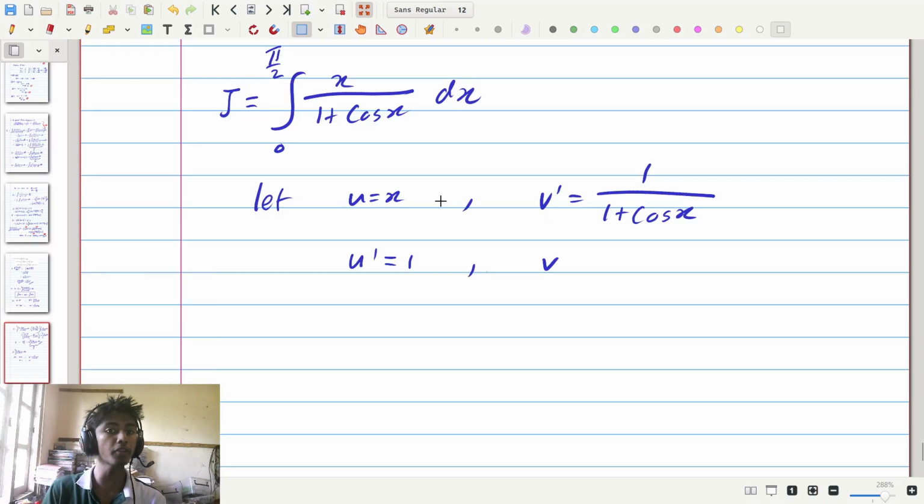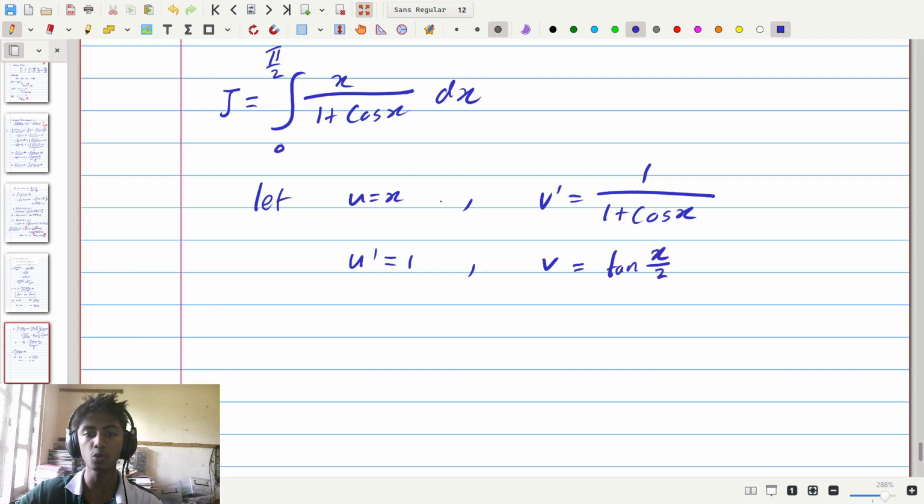Now using this result, if v prime is equal to 1 divided by 1 plus cos x, then we can say directly that v must be equal to tangent of x divided by 2. But here we have to mention that this comes from the result in part 1. And with that, we have u, v, u prime and v prime, and can now apply integration by parts.